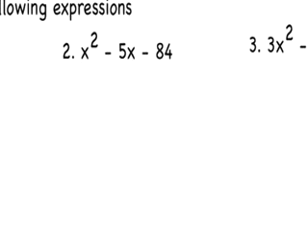Common between 36 and 81? 9. Okay, so what we can do is we can write that 9 on the outside. The way you find out what's left is to take your GCF and divide it by the parts that you have on the inside.